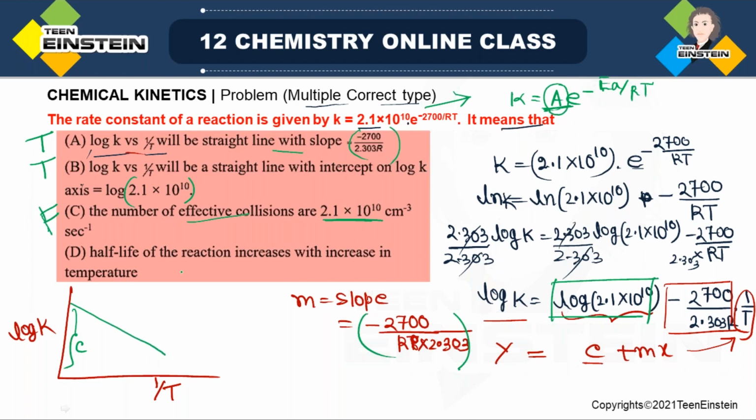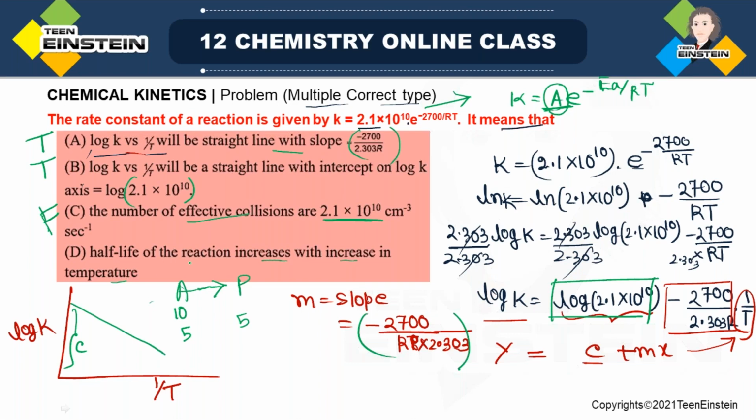So this statement is not correct. False. Last statement: half-life of the reaction increases with increase in temperature. Half-life means what? Suppose A is converted to product P. Initially there are a total of 10 moles of A. When 5 moles of A is converted to P, the remaining amount is 5, so 50% is converted to P. The time in which 50% of the reactant is consumed is called half-life.